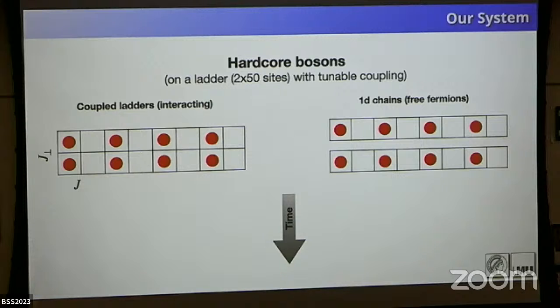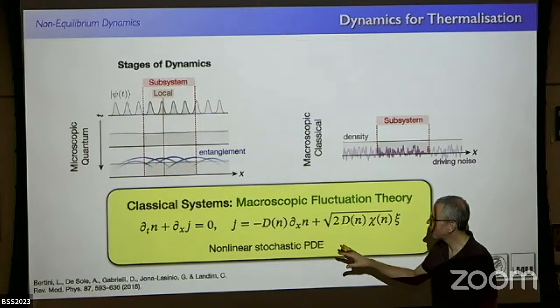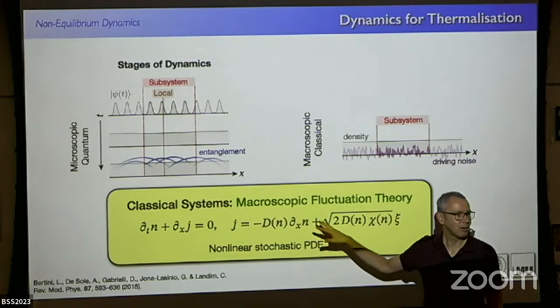This is for the mean. Remember, this n here in MFT is a stochastic variable, so it's a fluctuating variable. It allows us to calculate average quantities, but also fluctuations of that quantity in a certain region. So it basically tries to say, can we capture quantum dynamics with this stochastic partial differential equation.